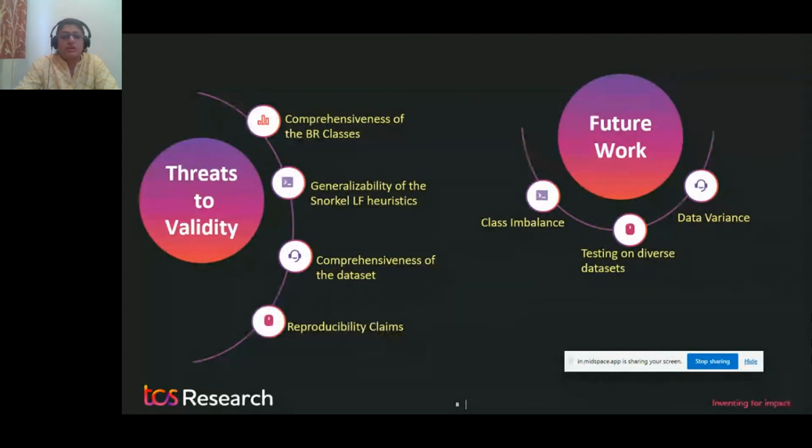One of the immediate future works that we would like to take up is to deal with class imbalance. We would like to make our models resilient to this because this is inherent to the industrial data set. The business rule data set would be imbalanced, and we would want to tackle that.